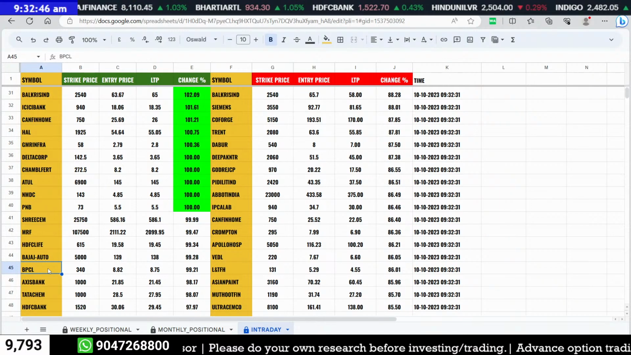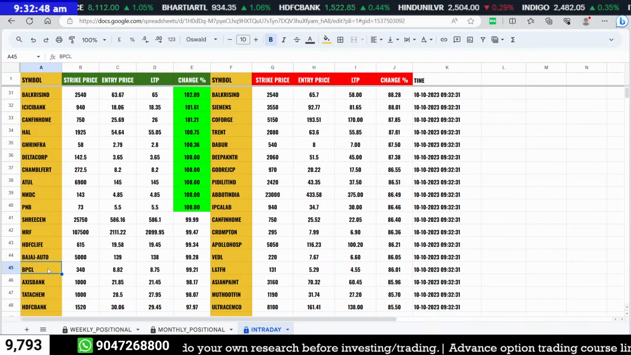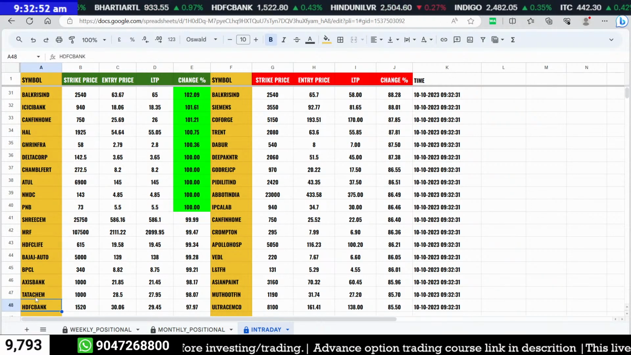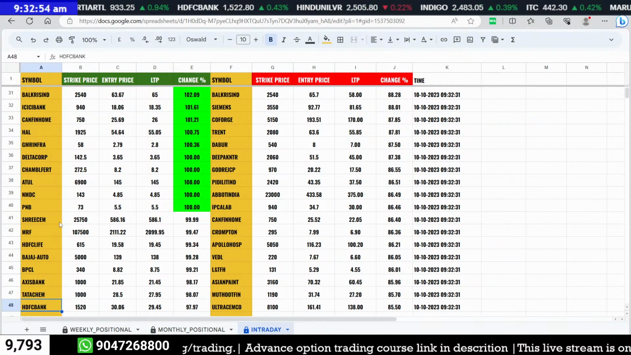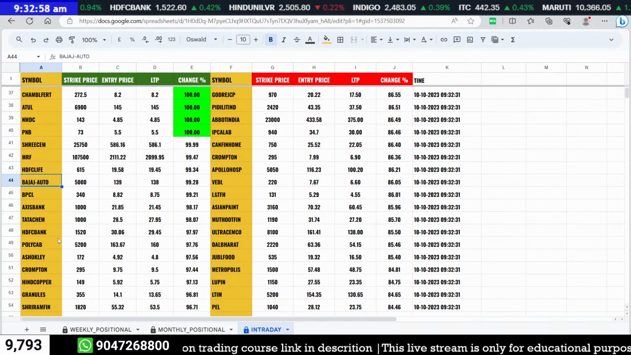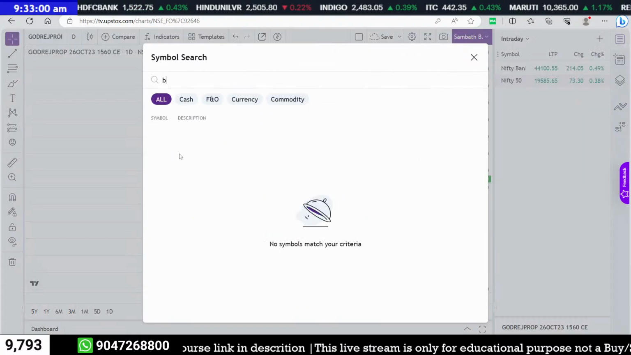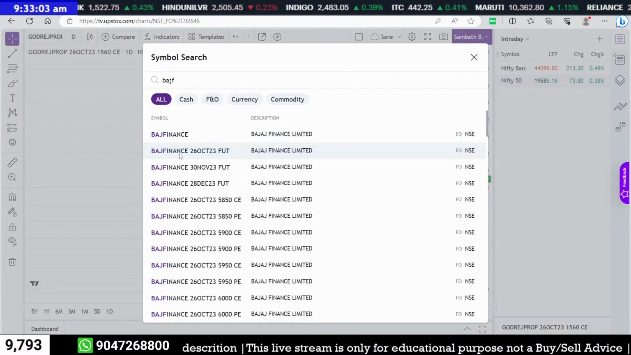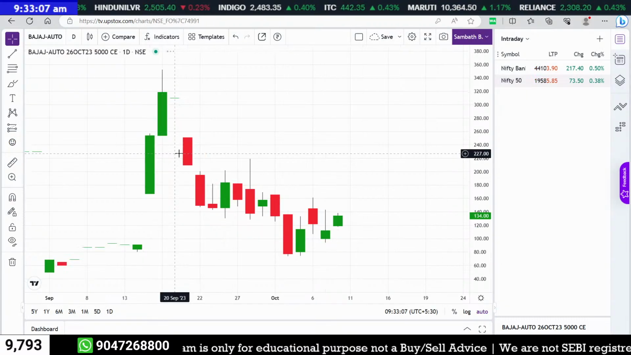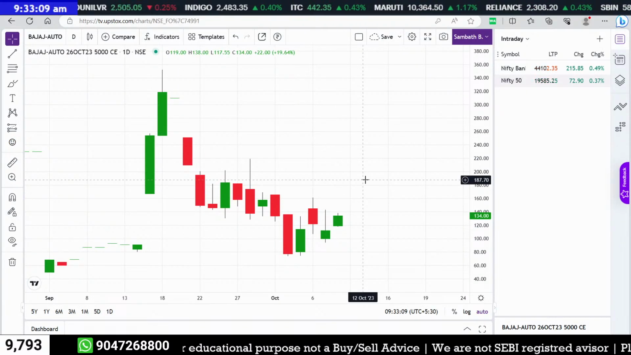So maybe Banknifty 231, and Axis Bank, HDFC Bank. Maybe quick scalping from this list, you can find any. So quality, and Bajaj Auto is around 139, 5000 call option. Let me check Bajaj Auto 5000 call option. It's for intraday.